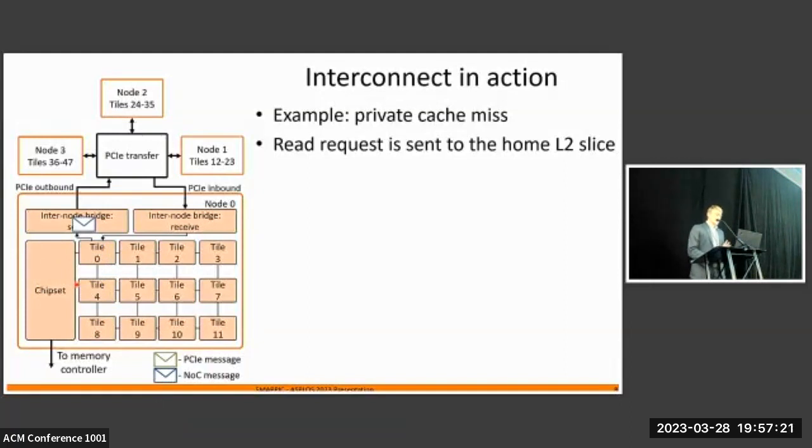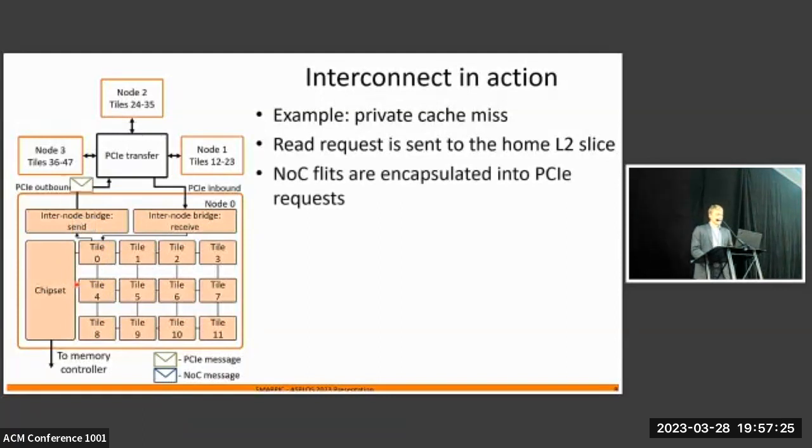There, the request is going to be encapsulated into PCIe requests and sent towards node 3. The response packet is going to go through the same route. It's going to go through the PCIe infrastructure and eventually arrive at the receiving side of the internode bridge. There, the BYOC traffic is going to be decapsulated and routed back towards tile 4.